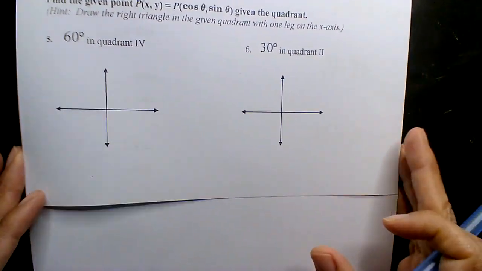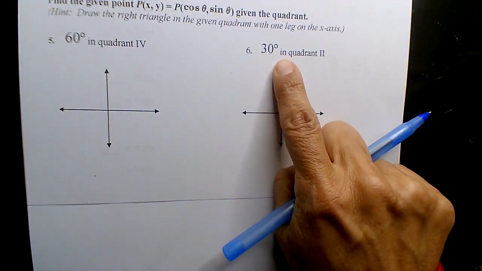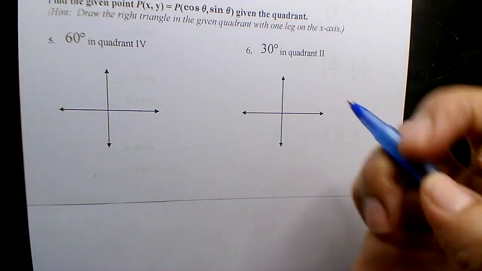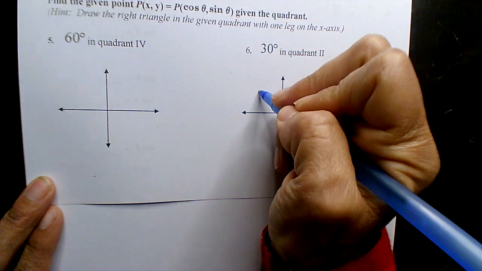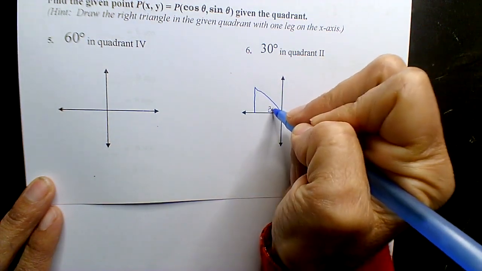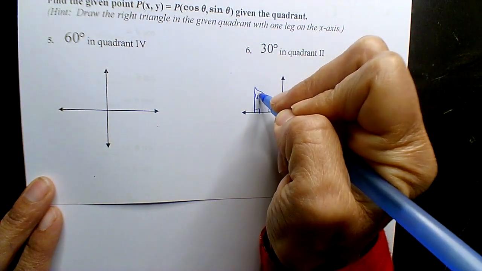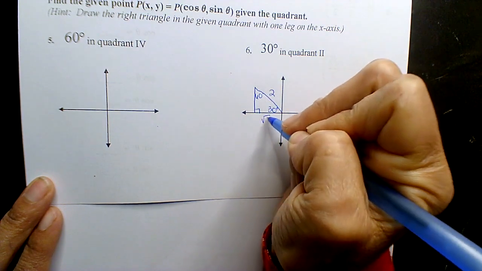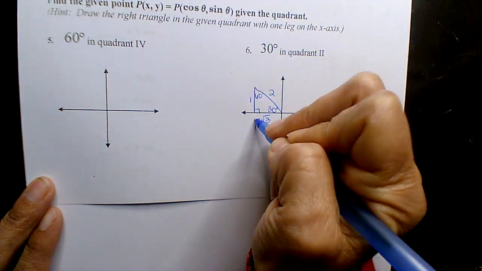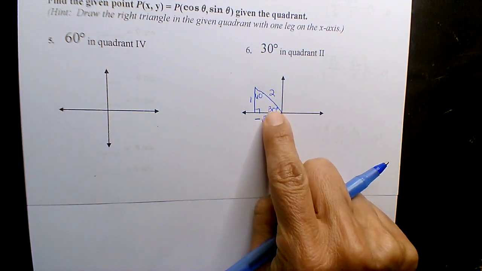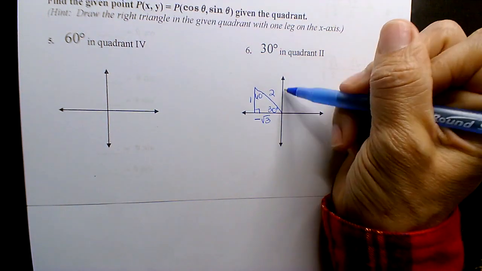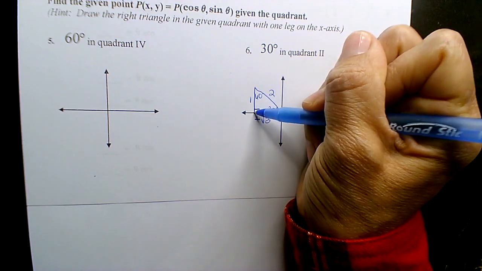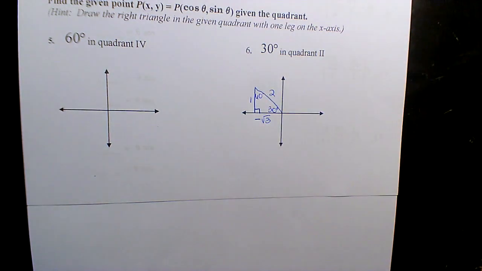If I do, let's do a 30 degrees in quadrant 2. Okay, if I'm 30 degrees in quadrant 2, I draw my 30 degrees. This is my 60. There's my 2, rad 3, 1. But this is negative because this is your negative x-axis. This is your positive y-axis. Yeah? Watch the negatives.